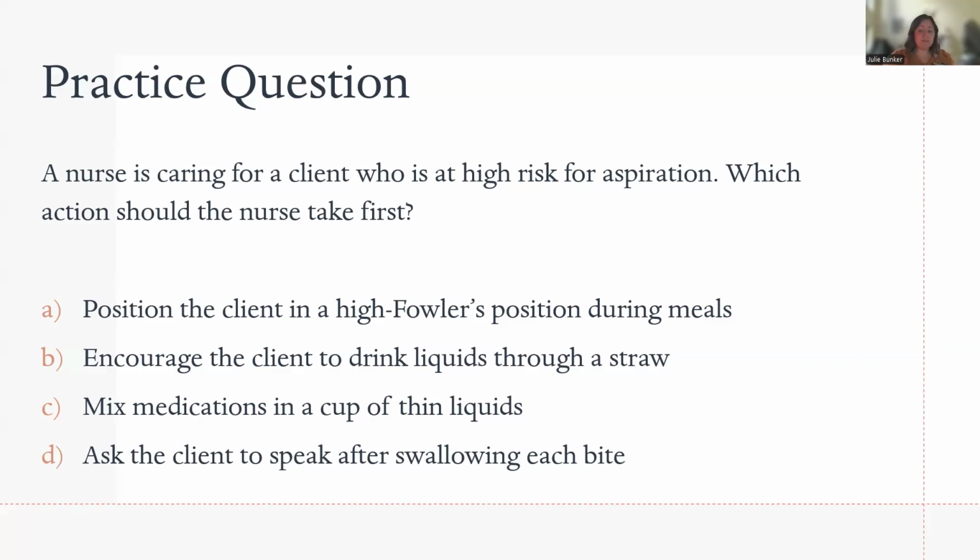Again, your most invasive option would be making them NPO or putting an NG or OG tube in, even more permanently, like a PEG tube. We want to avoid that if we can, though. We want them to be human and be able to eat their own foods. So do the little things that you need to do to help prevent aspiration. Okay.